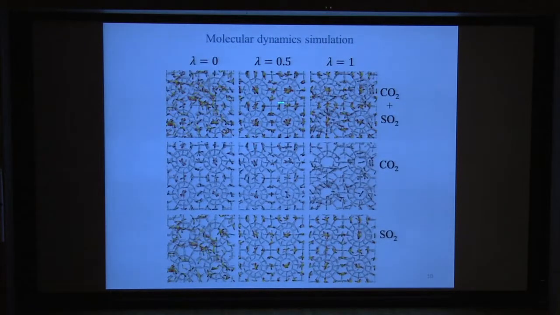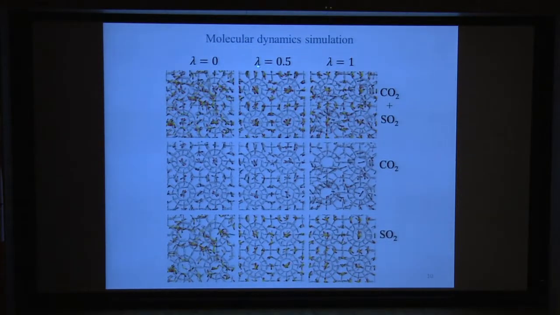Here are the states of the system for some other values of lambda. Now, when we go to lambda equal to 1, which is the products, and we look at the simulation state, if we just look at the CO2 components, we see that CO2 components are behaving like a free, ideal gas, and the SO2 components are trapped in this case. So this is the nature of the simulation that we do for lambda equal to 1.